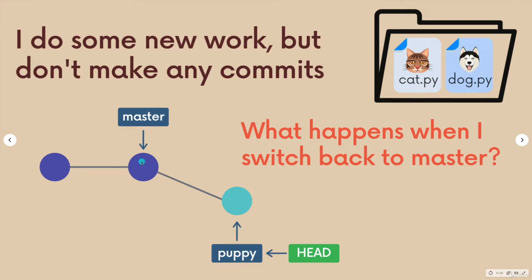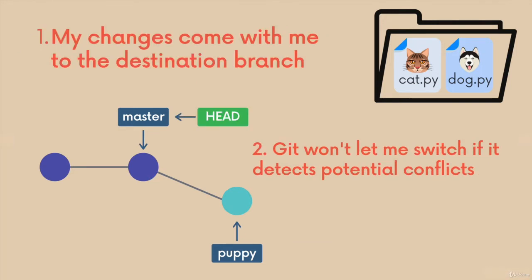And then I need to switch back to master. I don't know why. Something's wrong, I need to switch back quickly. What happens if I have a file or 100 files, if I have uncommitted changes on one branch and I switch to another branch? Well, there's really two options. One is that those changes will just come with me to the destination branch. They'll just come along and show up on the master branch in this case.